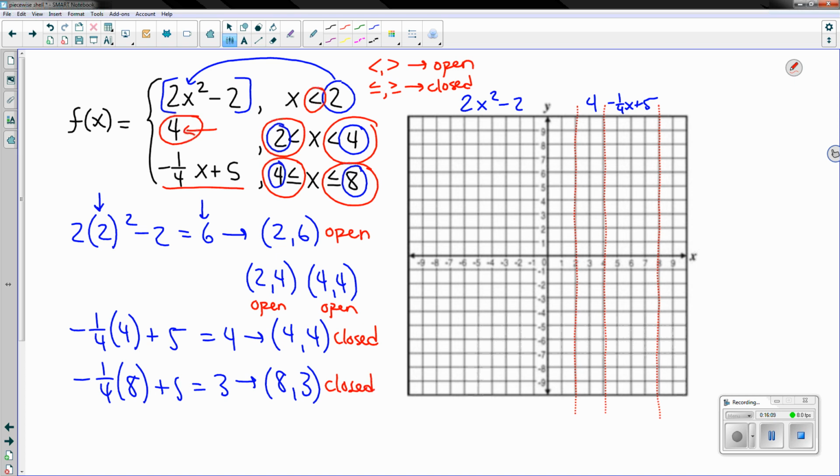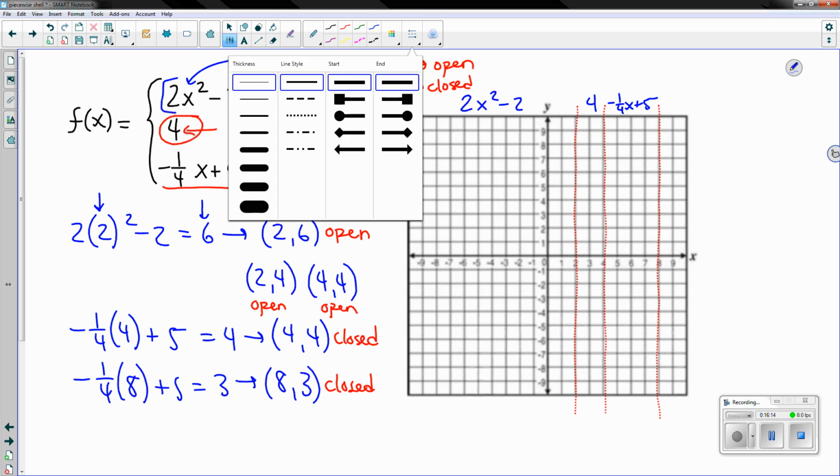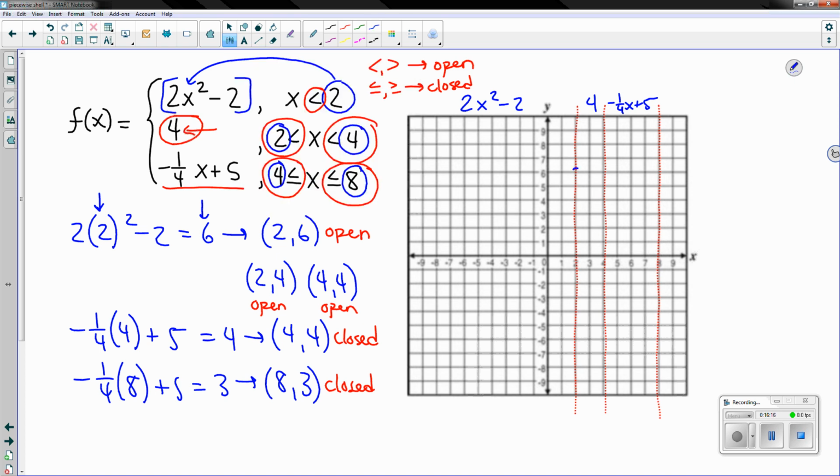Now that we've determined those points are open or closed, we can plot them. So at (2, 6), I'm going to plot an open circle. Then at (2, 4), I'm going to plot an open circle. Then at (4, 4), I'm going to plot an open circle. And then it says at (4, 4), plot a closed circle. So the next question is, what if it's open and closed? We're at the same coordinate for these points of intersection for these two parts of the graph. The closed is going to fill in the open. So closed overrules open. And then (8, 3) is our last point, and that is also closed.